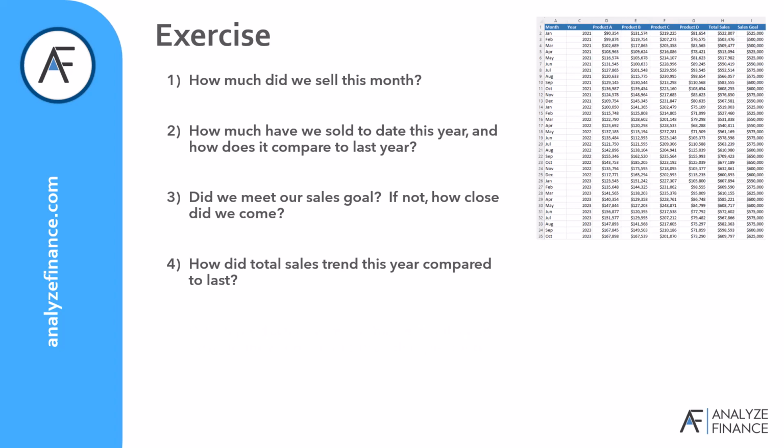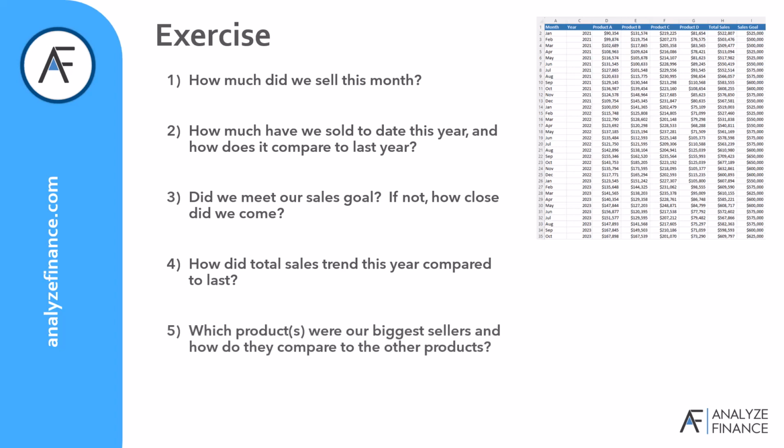How did total sales trend? Which products were our biggest sellers, and how do they compare to the other products? So, you could probably pick out that product C is the biggest seller, but in comparison to the others, especially, let's say October 2022, if we wanted to display a dashboard for October 2022, how big were product C sales compared to the others? Dashboards can very easily answer that question for us.